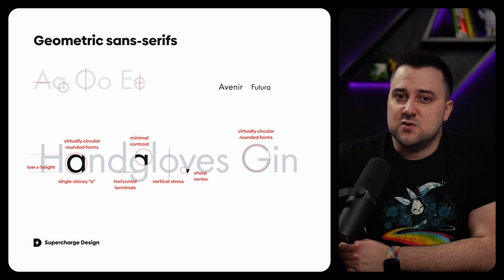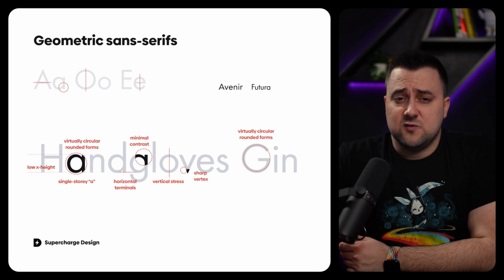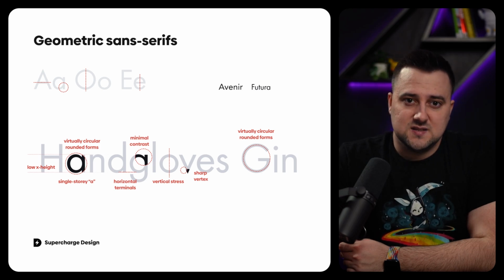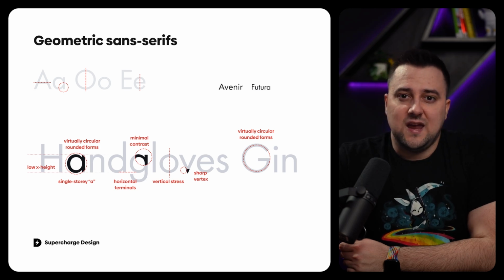Geometric sans serifs are the most static form of all groups. They are constructed using geometric forms with round or square sections. There is minimal or no contrast and the strokes are very uniform. These typefaces tend to be less readable than the grotesques. Rounded forms are virtually circular and single story A is common. It takes a bit more practice to be able to recognize these qualities quickly, but once you get a hang of it, it makes all the difference.